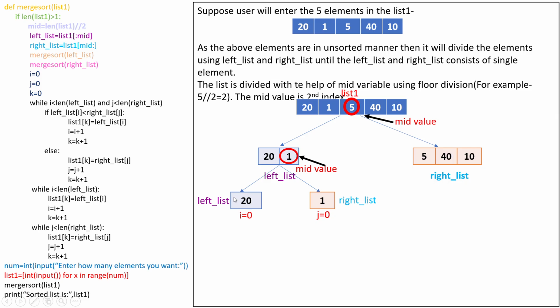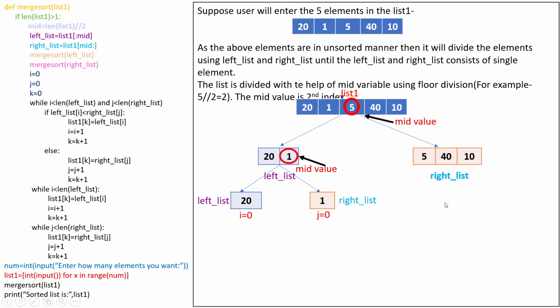So what about this right list? Again this particular right list will go over here. Now we are doing merge sort on the right list. If length of right list greater than 1, what about this right list? The right list has 3 elements. Is 3 greater than 1? Is it satisfying? True. So it will go inside the condition. Mid equal to length of right list mod 2.